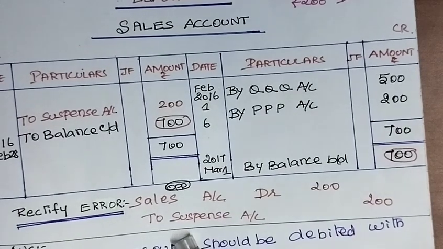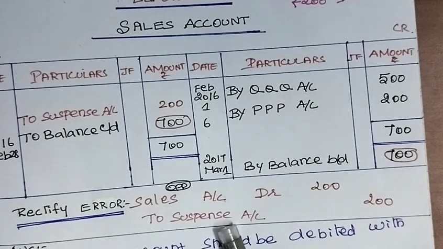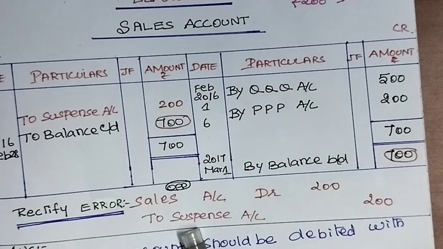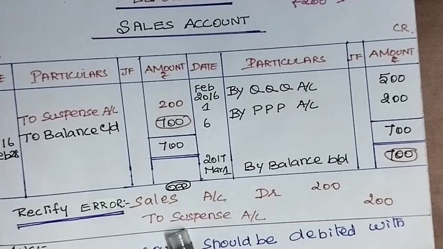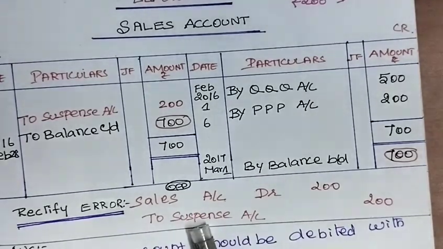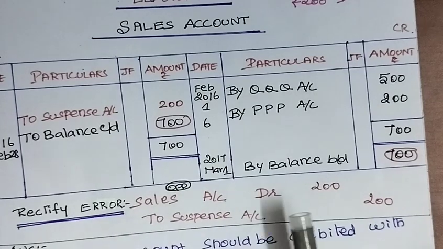What is the opposite account? You have to write here to rectify that. Whenever the trial balance does not tally, you should rectify the error. The difference is placed on the debit or credit side. So the difference is placed on the credit side. The temporary account is known as the suspense account. So we create the suspense account on the credit side. To suspense account 200 rupees.